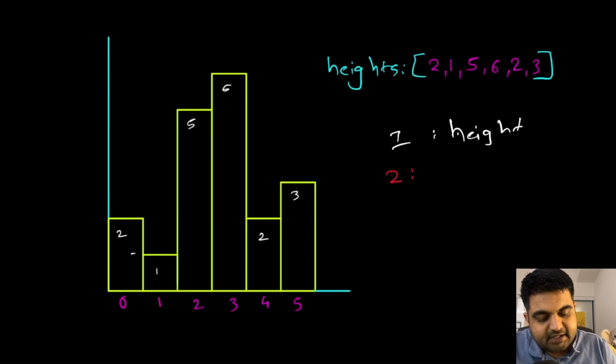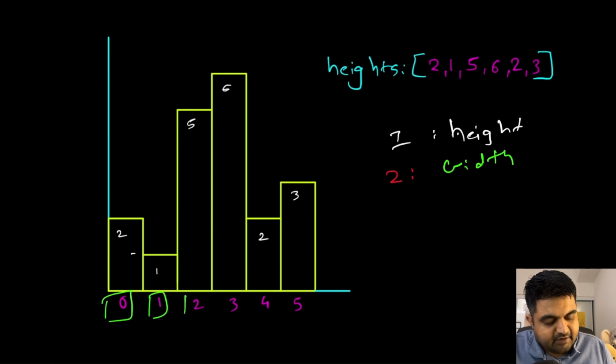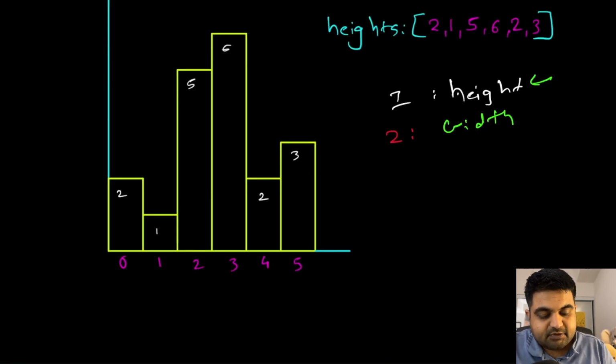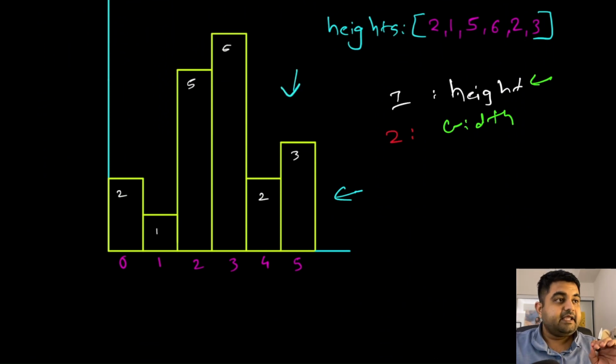Second observation is we need to consider the width. So width we can simply calculate based on the current index position where we are, or we can also keep track of where that height started existing. In terms of finding the right side boundary of any particular rectangle, we can only find it once we find a lower height that reaches.